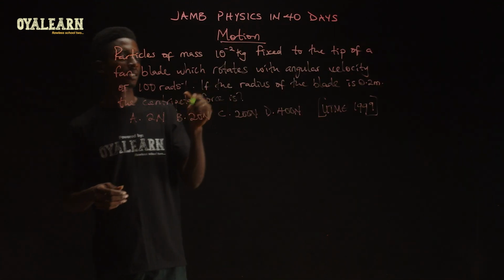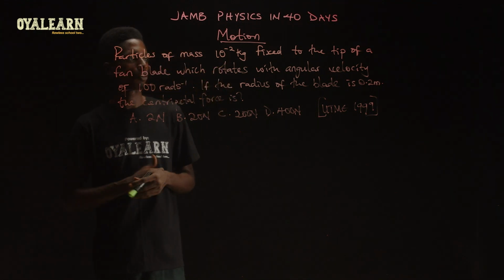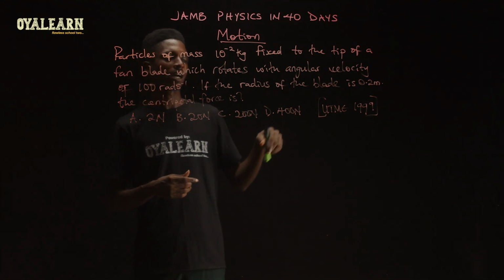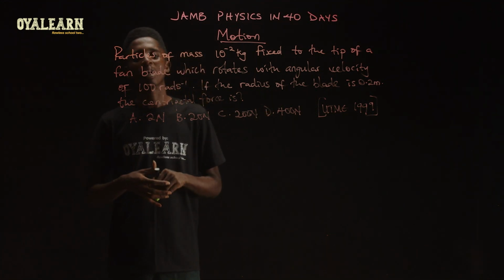A particle of mass 10 to the power of negative 2 kilogram is fixed to the tip of a fan blade, which rotates with an angular velocity of 100 rad per second.